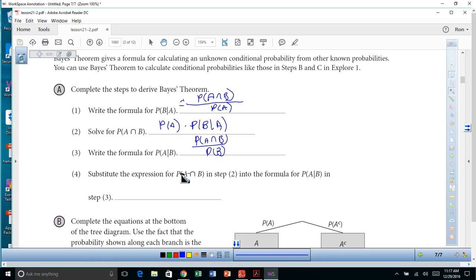Substitute the expression for the probability of A intersection B in step 2 into the formula for probability of A given B in step 3. So the probability of A given B equals the probability of A times the probability of B given A over the probability of B. Okay? Probability A times right there, and we put that in place for here.